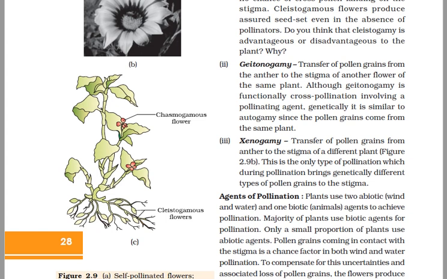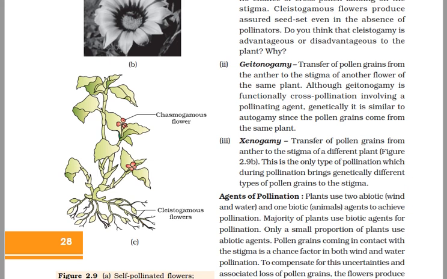Then allogamy is a condition where pollen from one flower is deposited on the stigma of another flower borne on a different plant of the same species. Allogamy is also termed cross pollination. Another term for allogamy is xenogamy.